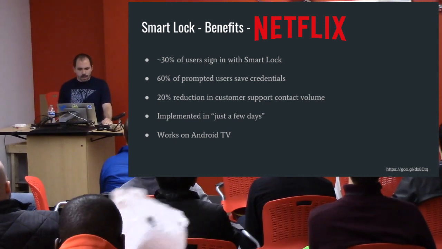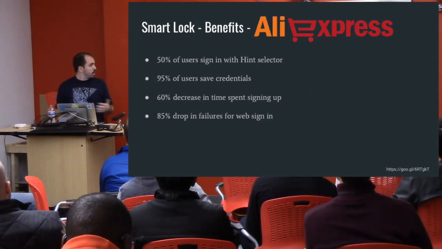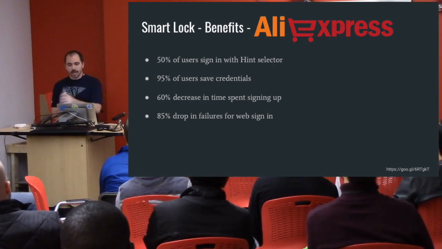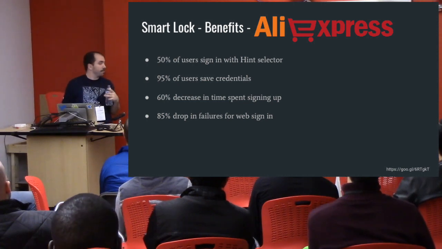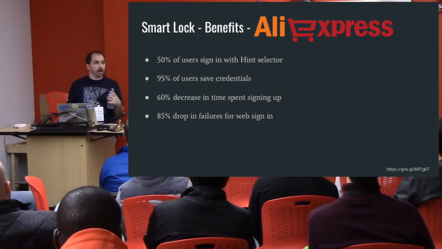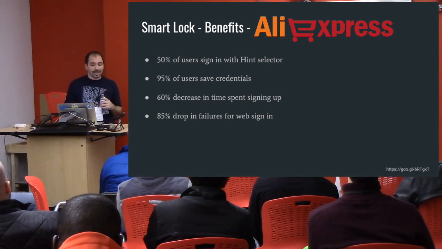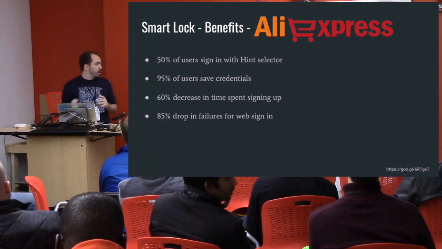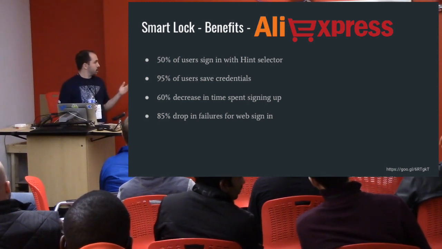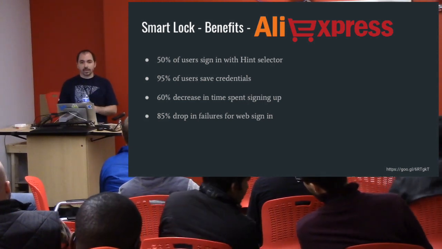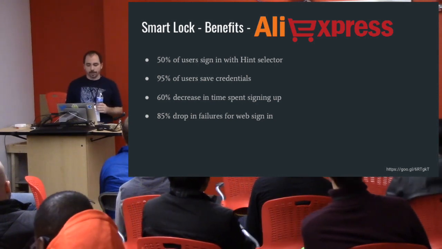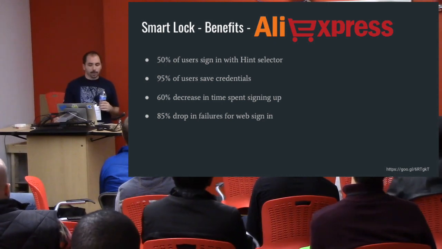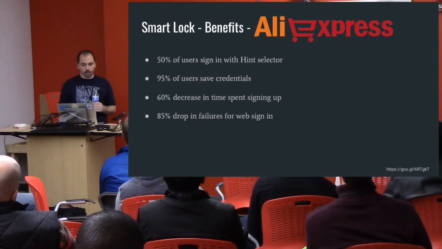A company called AliExpress also implemented this. They are an online retailer out of China. They're also seeing really good results, where 50% of the users are using the hint selector to fill out their forms. They are seeing that 95% of their users are actually storing their credentials into Google, and this is a big one, probably because of the hint selector. They've seen a 60% decrease in the time users are spending signing up for their application. Also, this is implemented on the web for them as well, and they saw an 85% drop in failure rates for users signing up on the web.